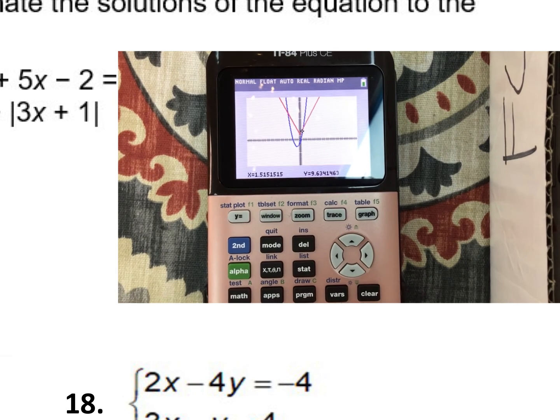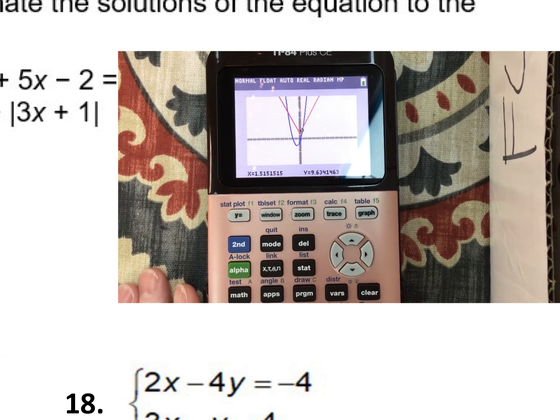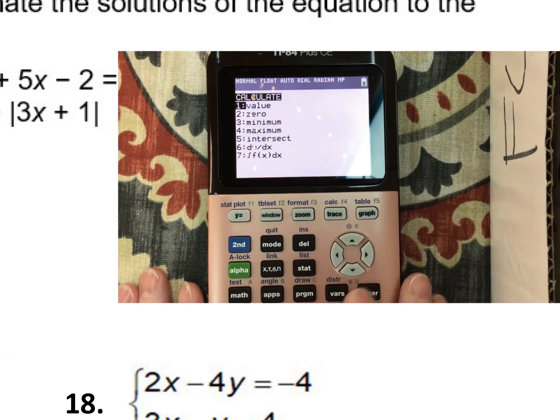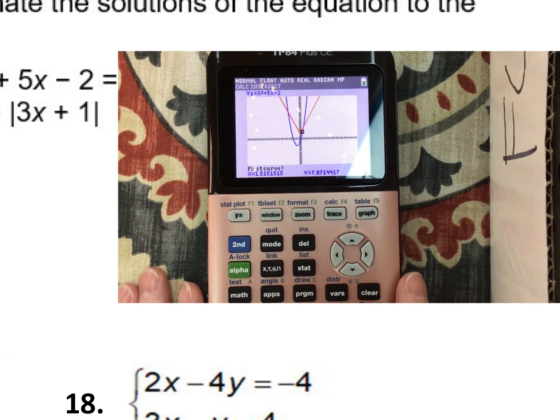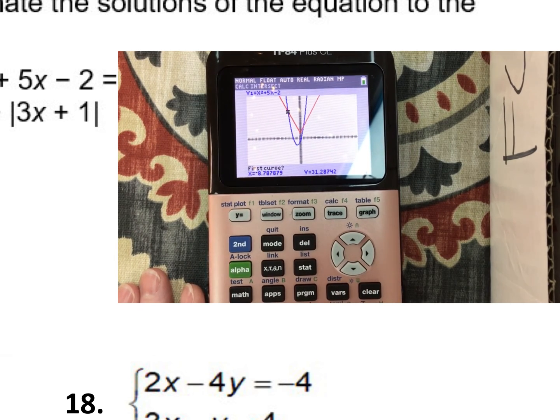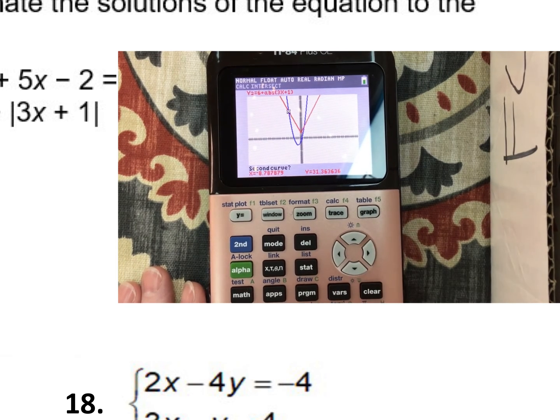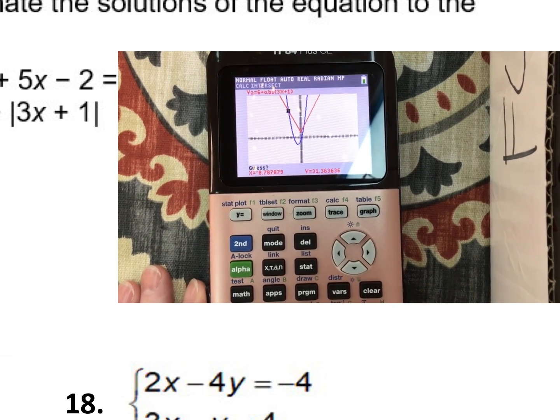Okay, now I can see there are two intersection points, so I want my calculator to calculate those intersection points. So above trace you have the calc, so we hit second calc. I want it to calculate the intersection, so I need option 5. Right now it's on the blue parabola. I always start on the left. I'm going to go to the left, and I estimate this is where they're intersecting. It puts my cursor on the red V, absolute value, so I'm going to estimate, I think that's where it's crossing. And then what is my guess for the intersection point?